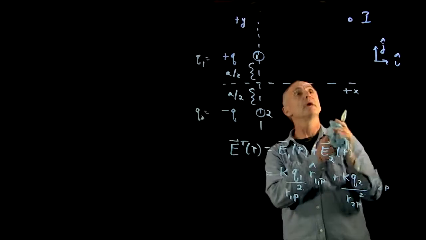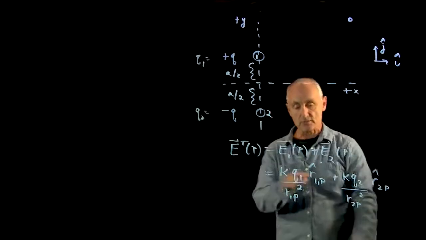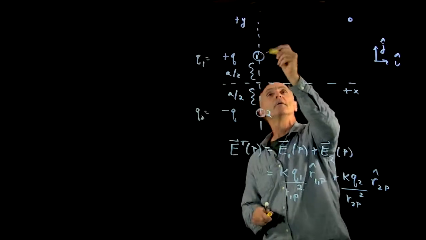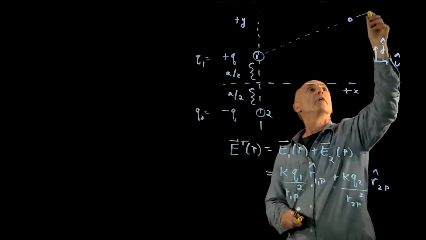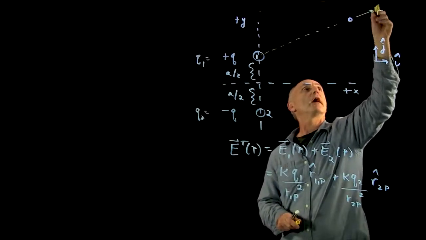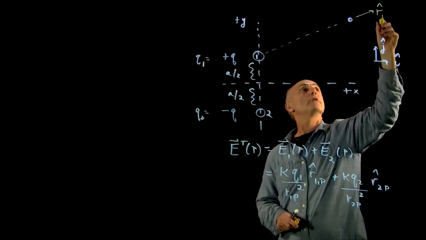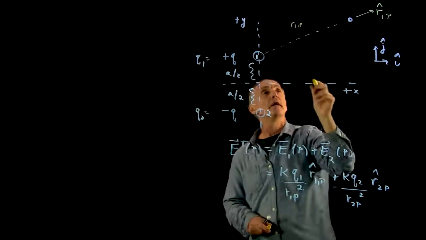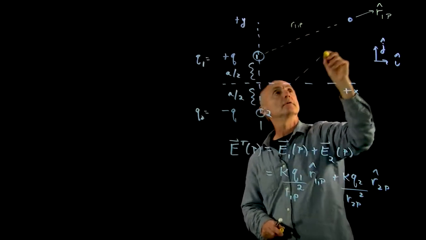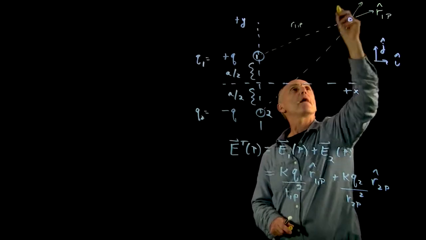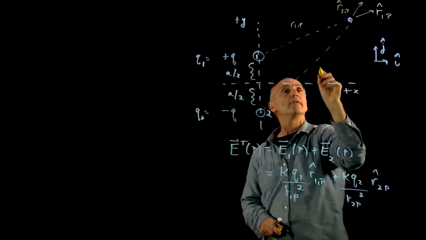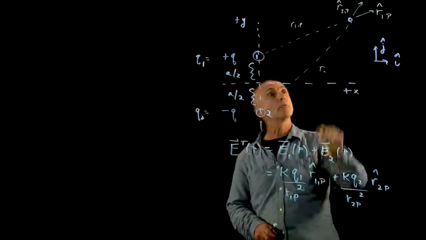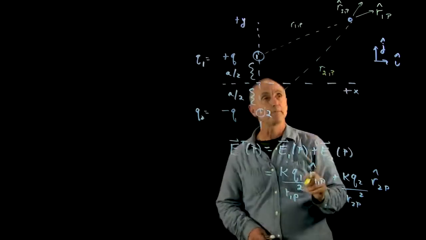Now, the key here is what do these things mean? Well, let's introduce our notation. So what we have here is r hat 1P, this is 1 to P, and this is the distance r1P. And here is r hat 2P, and the distance here, we don't want this vector yet, we'll introduce that in a moment, but this is r2P.